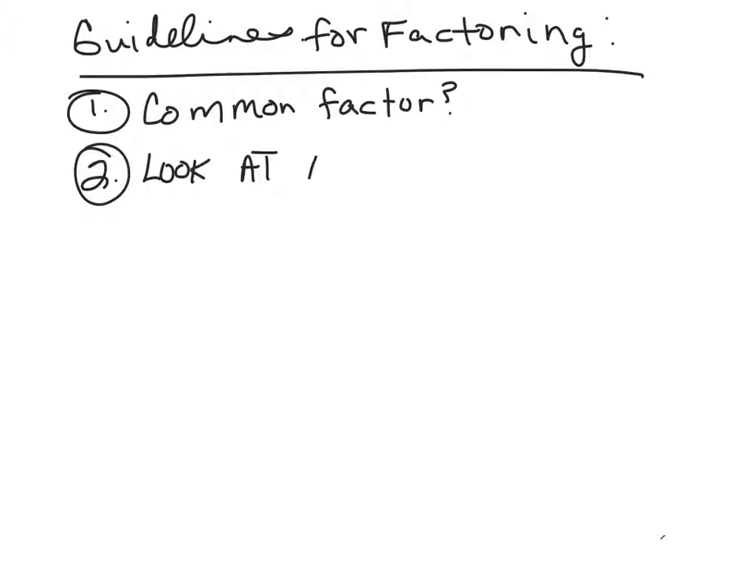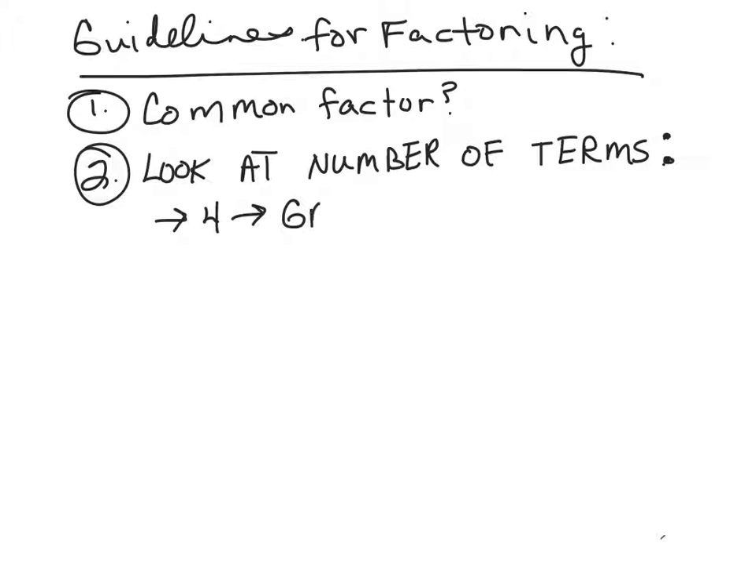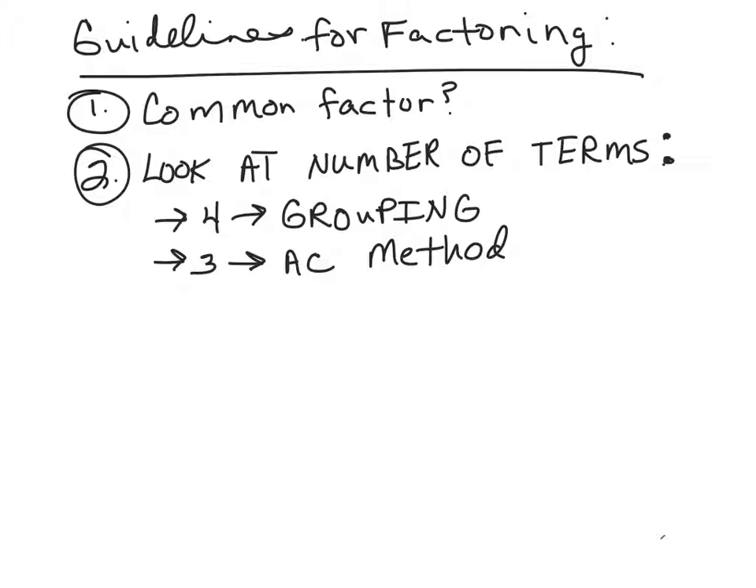Okay, and then after that, we look at the number of terms. The number of terms determines which of the factoring strategies we will use. If there are 4 terms, we will do grouping. If there are 3 terms, we will use the AC method, which turns it back into a polynomial with 4 terms.